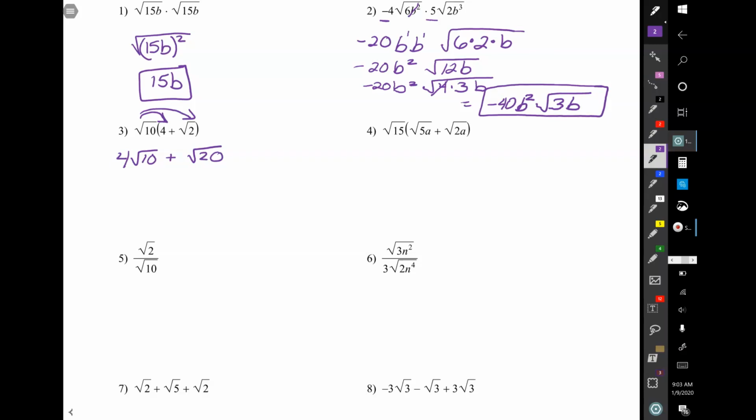Now I can look to see if I can simplify anything. Square root of 10 really won't break down any further. My factors are 5 times 2. Neither of those are perfect squares, so I'm just going to leave that.